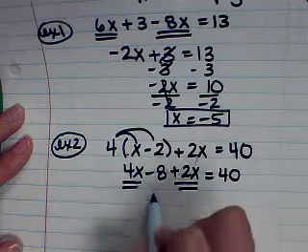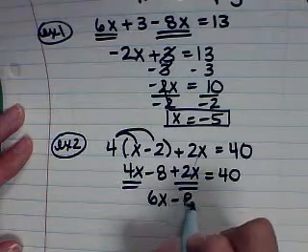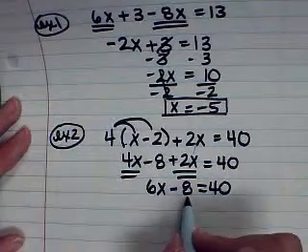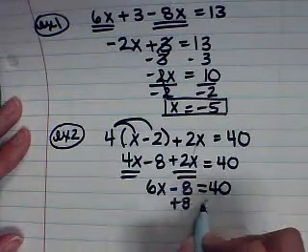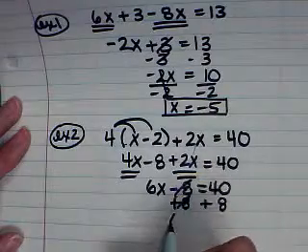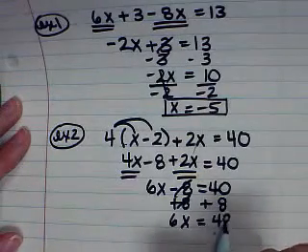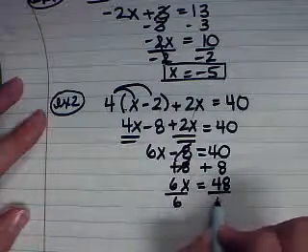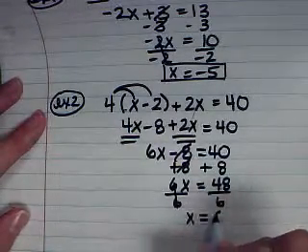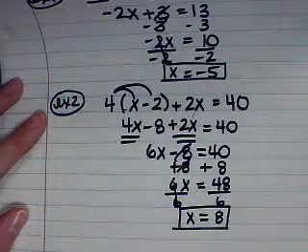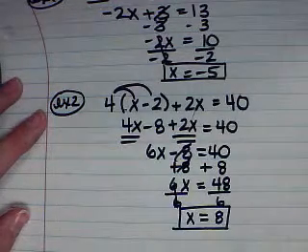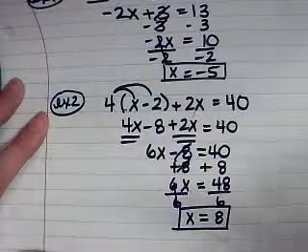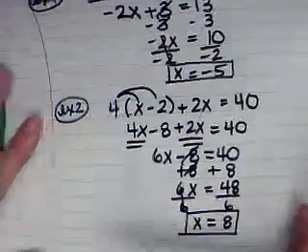4x and 2x are like terms, so that makes 6x minus 8 equals 40. I've combined. Now I need to add or subtract. It's being subtracted by 8, so the opposite would be to add 8 to both sides. And 6x equals 48. Finally, x is being multiplied by 6, so the inverse would be to divide both sides by 6. And x is equal to 8. And that's my final answer. Remember that I could always plug back into the original, plug in 8 right here, and I should get the answer of 40 if my multiplication is correct.